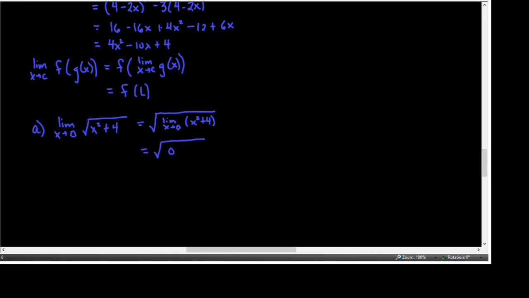Since that is a polynomial, I can do that by substitution. So by substitution, that's 0 squared plus 4. We'll get an answer of 4. And then do the outer function of that. The square root of our answer 4 is 2. Okay?